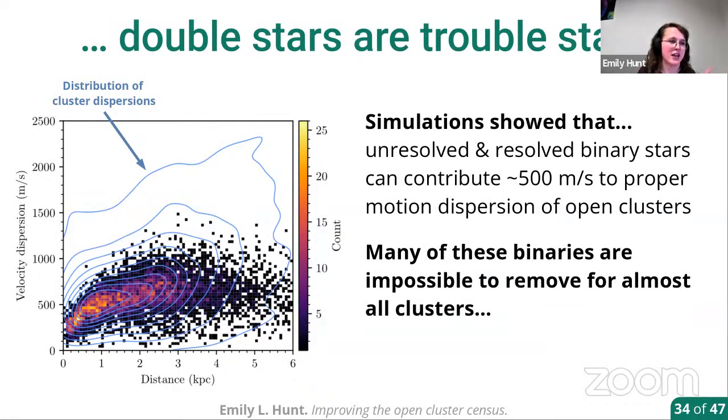And what I found is that the velocity dispersion that you would expect to gain from binary stars, which is this 2D histogram here, looks very, very similar to this contour plot of the distribution of cluster dispersions that we measure. The vast majority of clusters have velocity dispersions that are compatible with being completely due to the binary stars within them. It only really seems to be the highest mass clusters where we can accurately measure a velocity dispersion.